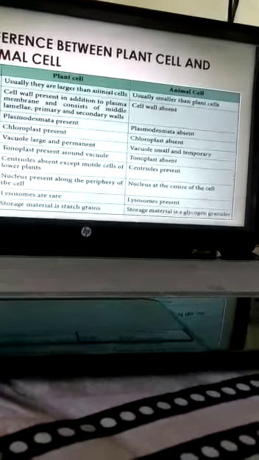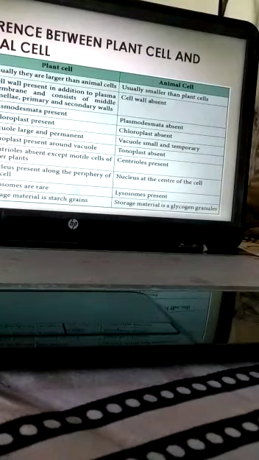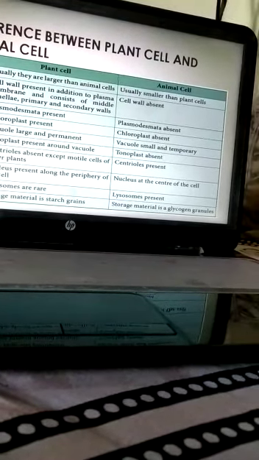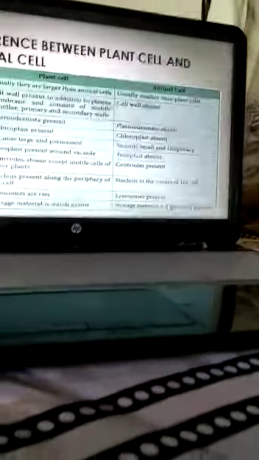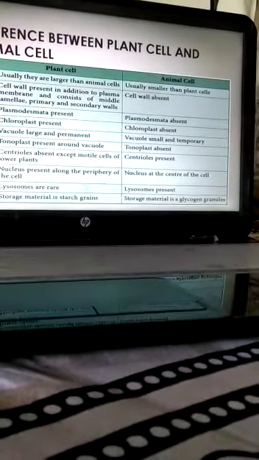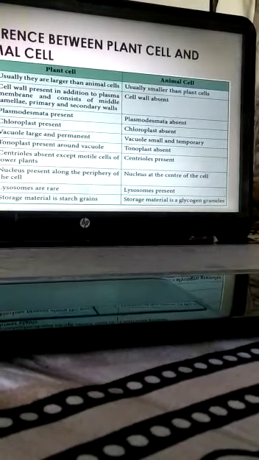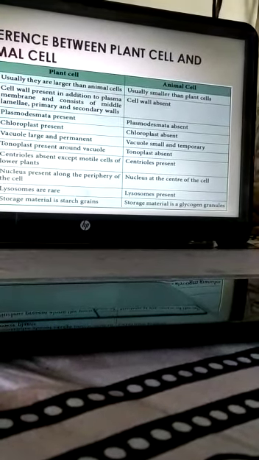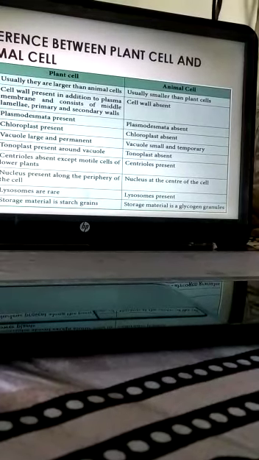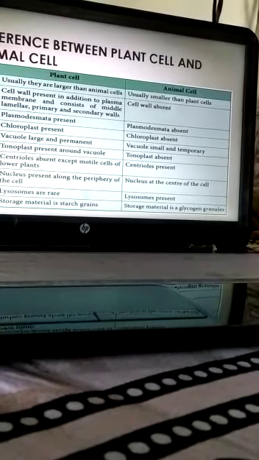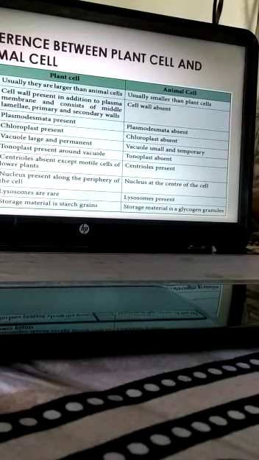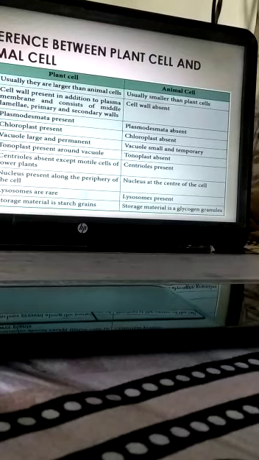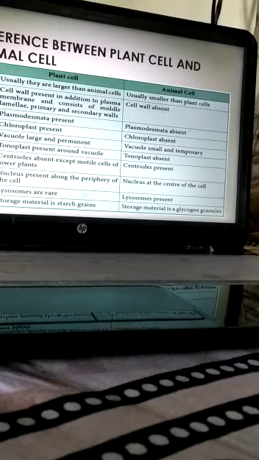Third point, plasmodesmata are present in plant cell. They are absent in animal cell. Next, chloroplast is present in plant cell. It is absent in animal cell. Fifth point, vacuoles are large and permanent in plant cell. Vacuoles are small and temporary in animal cells.